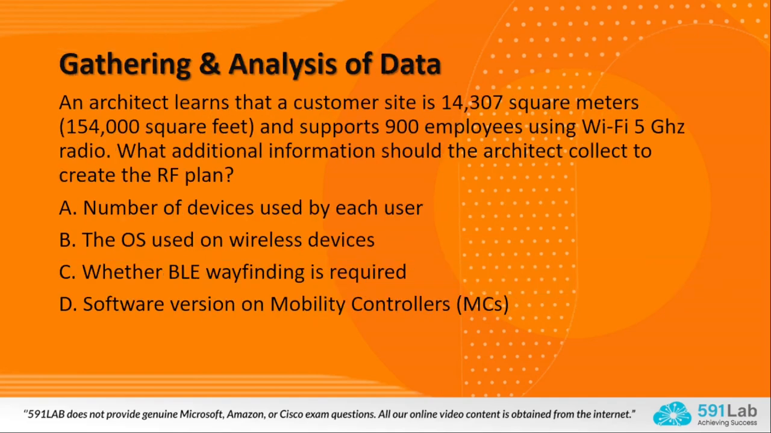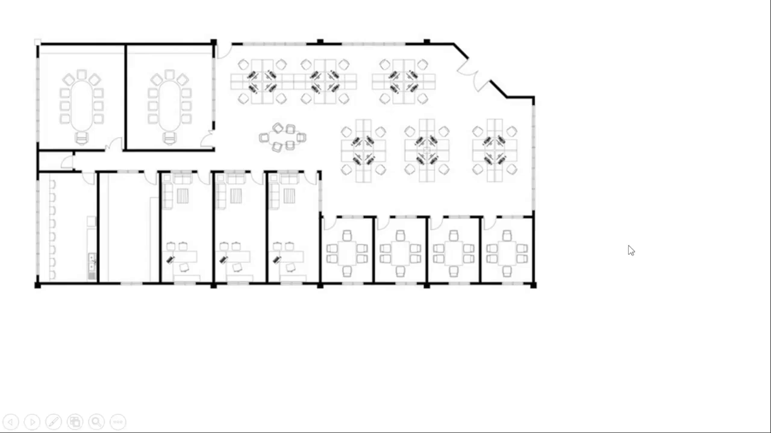Next question under gathering and analysis of data. An architect learns that a customer site is 14,307 square meters and supports 900 employees using Wi-Fi 5 GHz radio. What additional information should the architect collect to create the RF plan? So look at this image. This is a typical floor plan of an office. Now you recall the information that you need to create an RF plan. In other words, the heat map. So you need a floor plan with dimensions, details of the construction materials of the walls, because attenuation will differ based on the materials used.